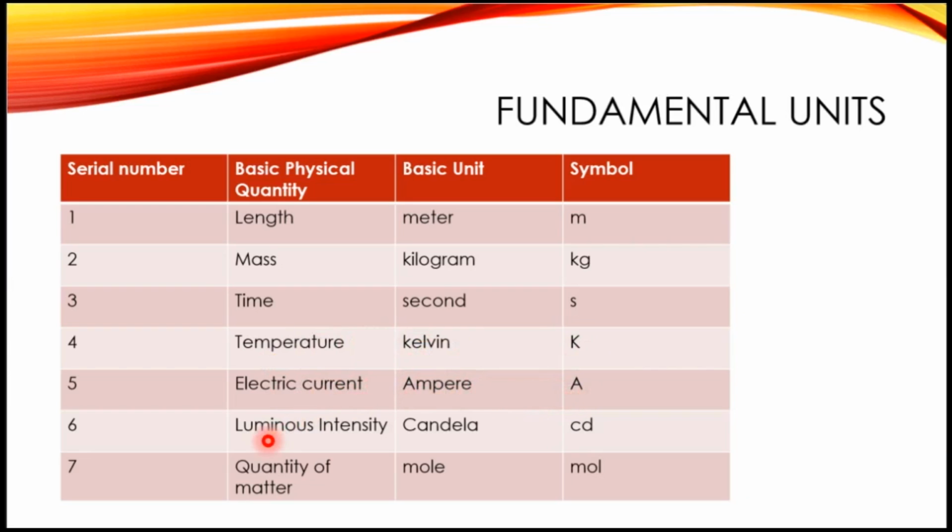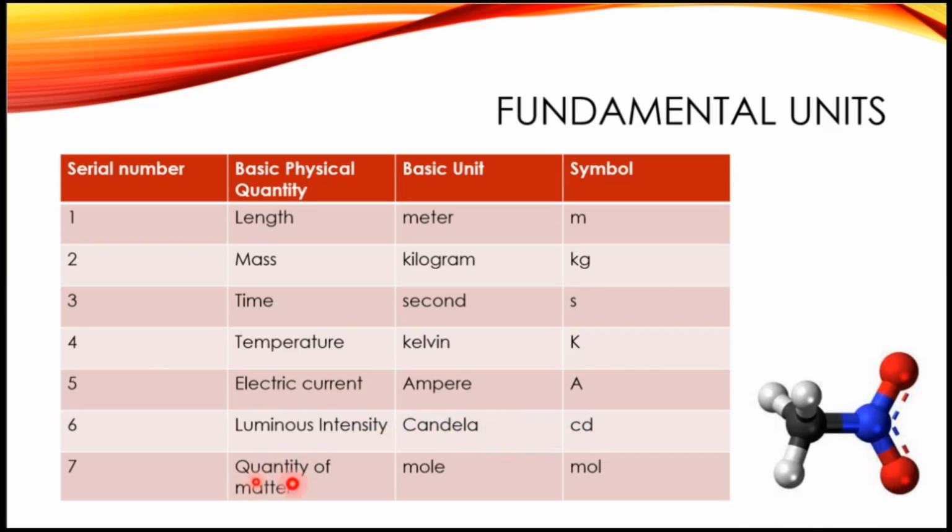The next one is your luminous intensity. Luminous intensity, by intensity I mean how much bright or dark is the light coming out of this bulb. This is your intensity. So intensity is also a physical quantity. Its basic unit is candela and its symbol is cd. The next one is your quantity of matter. So the basic quantity of matter are your atoms and molecules, and we generally measure your atoms and molecules in mole. The symbol is mol.